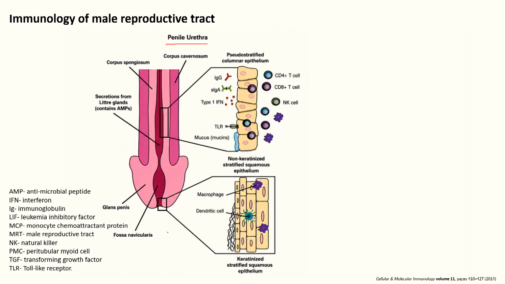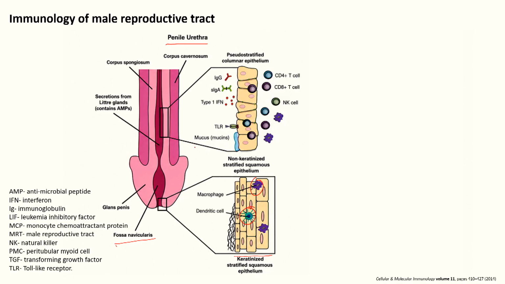Now in our opening area, we have a very high concentration of keratinized stratified squamous epithelium. That means they are involved in lots of secretion. Apart from that, we have macrophages and dendritic cells in very high concentration in this epithelial area. This area is lined by the glans penis and the fossa navicularis, which give an opening to the outside.